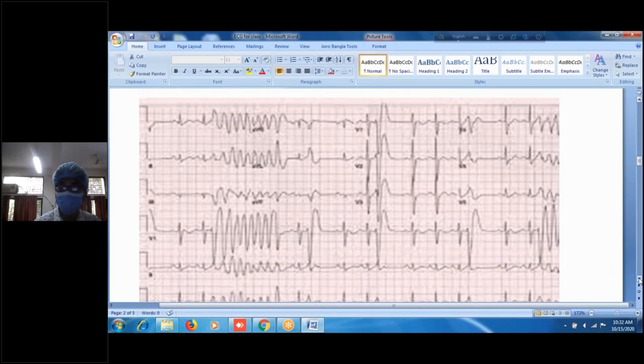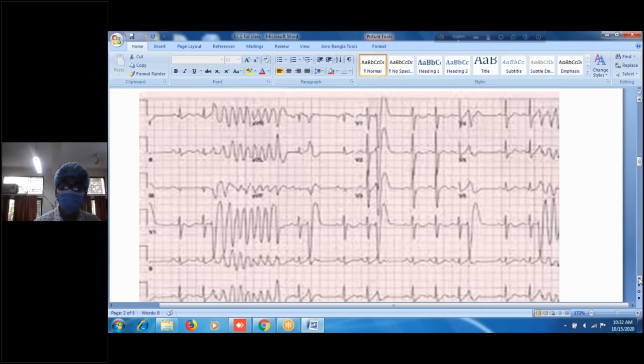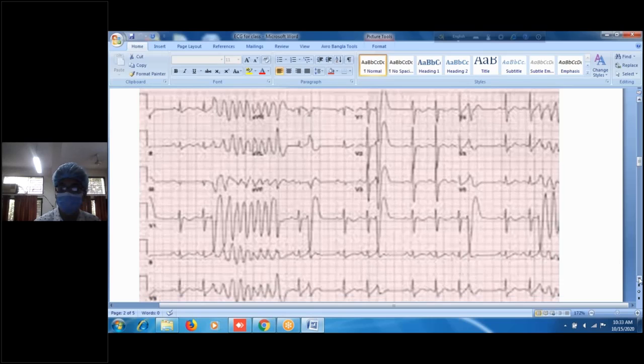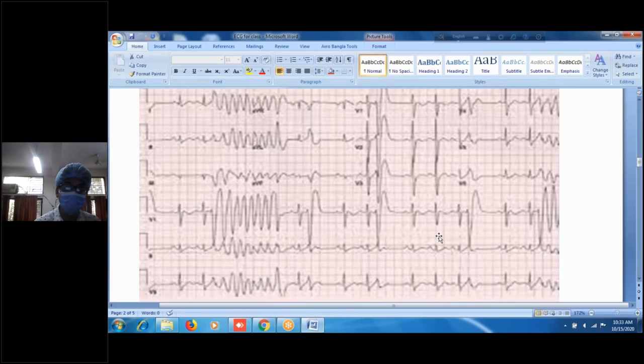This is the ECG of ventricular fibrillation. The difference is that here it is an irregular one. The axis is not aligned; some axis is positive, some axis is negative. If you go through the book, you will get two points, that is capture beat and fusion beat. They are also there.